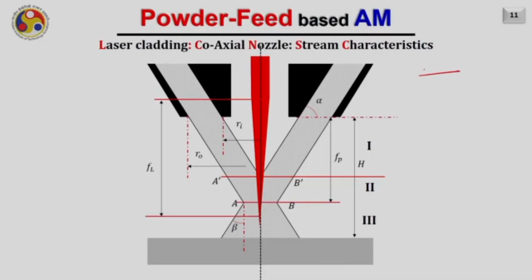So far, we have discussed parameters such as catchment efficiency for the off-axial powder-based systems. However, if we talk about a realistic system for powder feed-based additive manufacturing, nowadays a coaxial nozzle is popularly used. A typical schematic of the coaxial nozzle is shown here, where you can see this black color thing is nothing but the nozzle. This is the central part of the nozzle, and this is the laser beam.